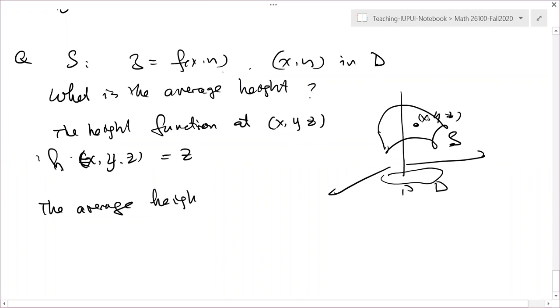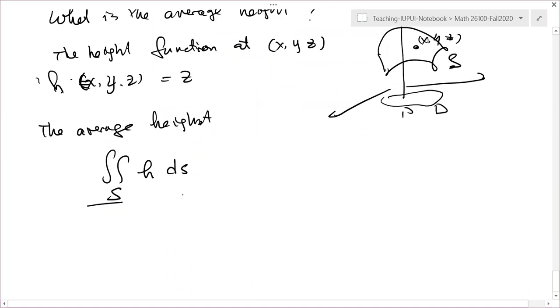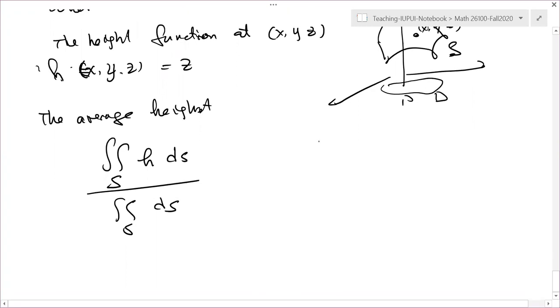So the average height is going to be the integral of the height function dS, divided by the integral of the surface, right? So all I have to do is just get the formula, then you solve the problem. Okay, I think it's easy now, right? We know dS. dS is going to be square root of 1 plus f_x squared plus f_y squared dA, okay? We know that.